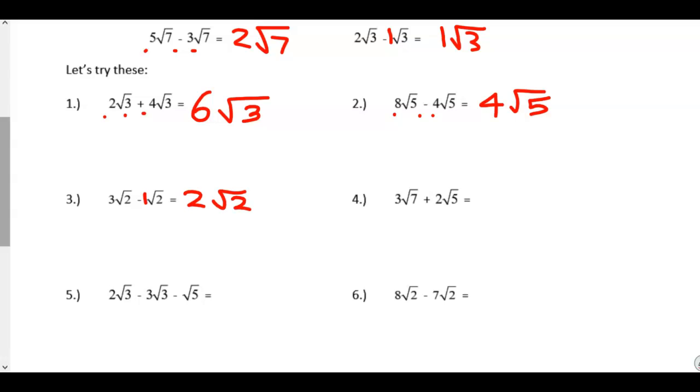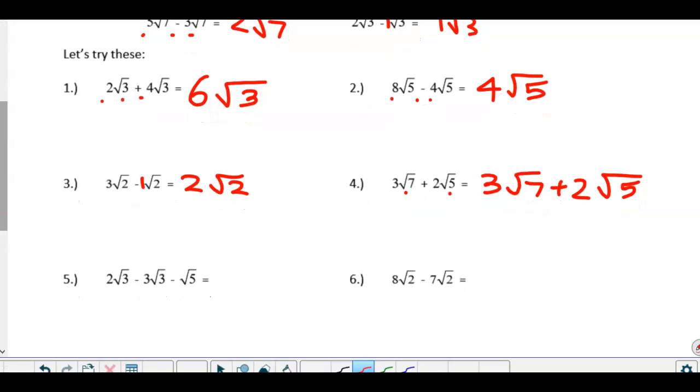All right, what's weird about number 4? Square root of 7, square root of 5. Someone's going to write 5 square root of 12 or something. Okay? You cannot add them if they're not the same square root. Right? So rewrite it: 3 square root of 7 plus 2 square root of 5. Just rewrite.